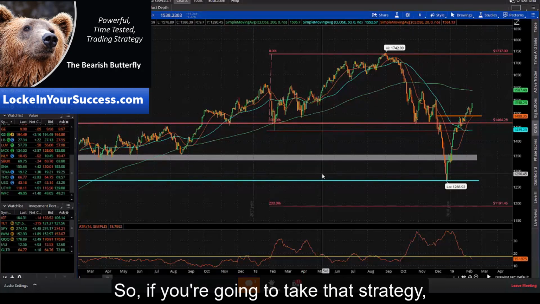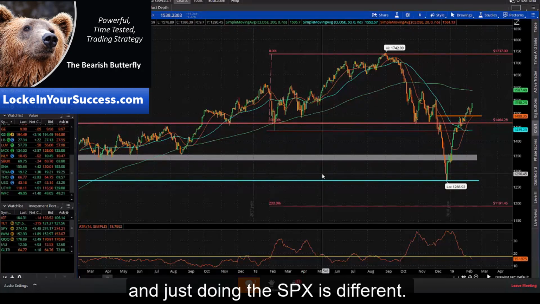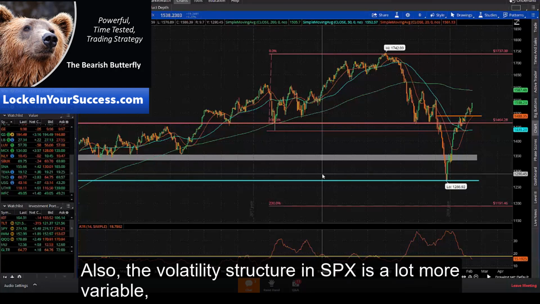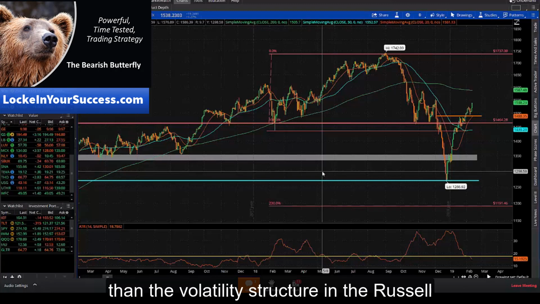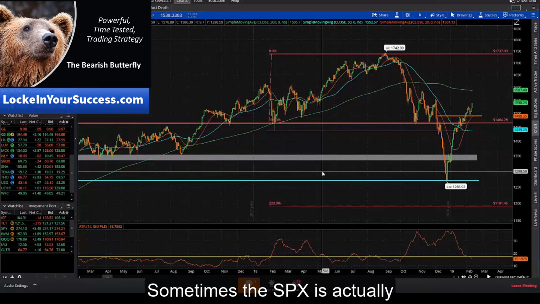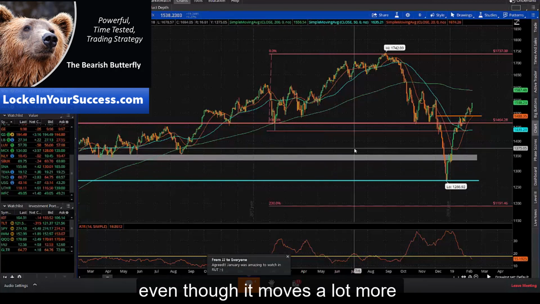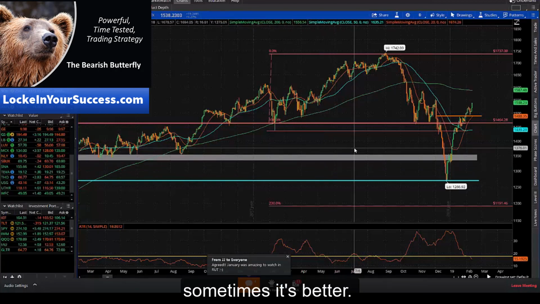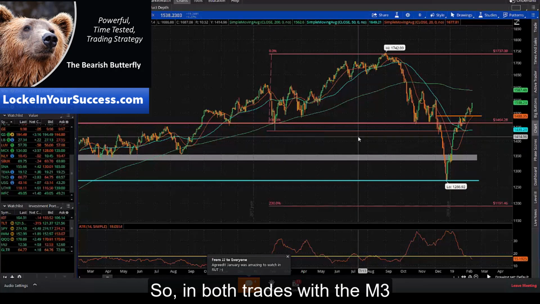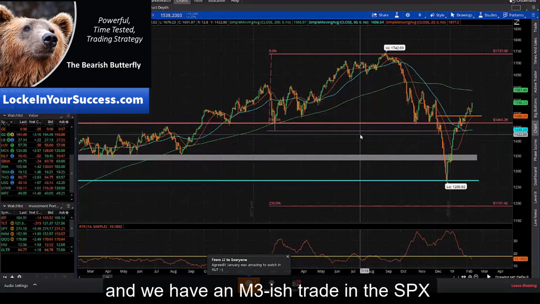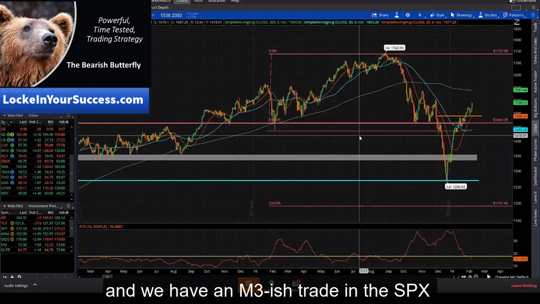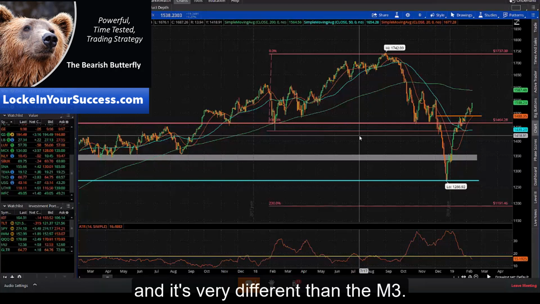SPX. So if you're going to take that strategy and just do it in the SPX, it's different. Also, the volatility structure in the SPX is a lot more variable than the volatility structure in the Russell. Sometimes the SPX actually has a worse volatility structure than the Russell, even though it moves a lot more. Sometimes it's better. So, in both trades with the M3, we have an M3-ish trade in the SPX, and it's very different than the M3.